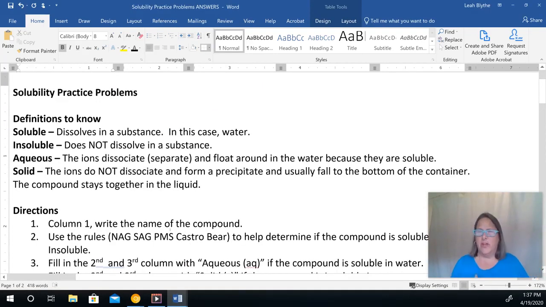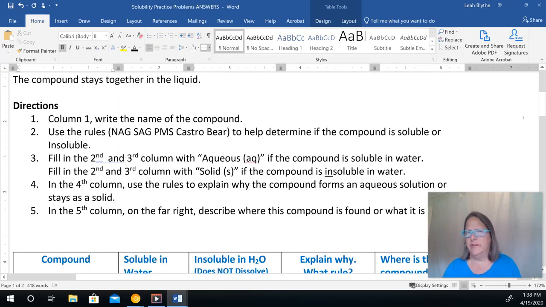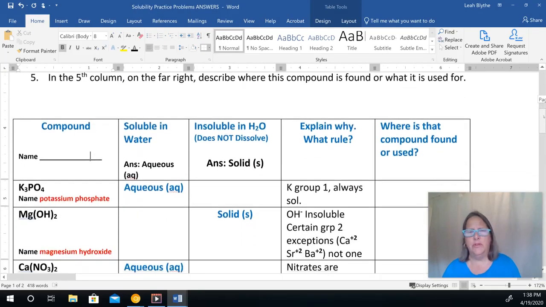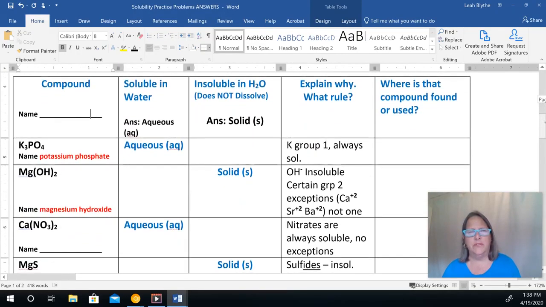There's definitions for soluble and insoluble. You'll want to make sure you go over those, aqueous and solid. So if something's a solid, it may be what precipitates out and falls out in the reaction between two chemicals. Anything aqueous is separated, the ions have dissociated, and it is soluble. So in your directions there, you use the solubility rules. Here's some examples of how to solve these problems.